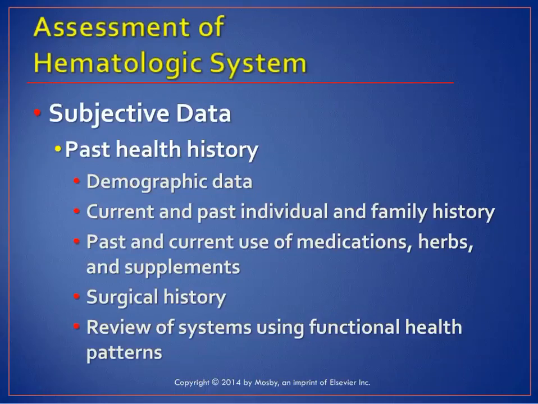When taking subjective health history, you're going to look at demographic data, past health history, past and current uses of medications, surgical history, herbal preparations and nutritional supplements, family health history, and a review of systems using functional health patterns.